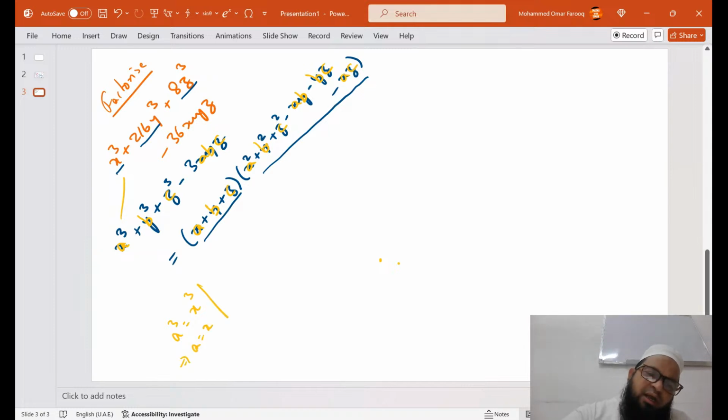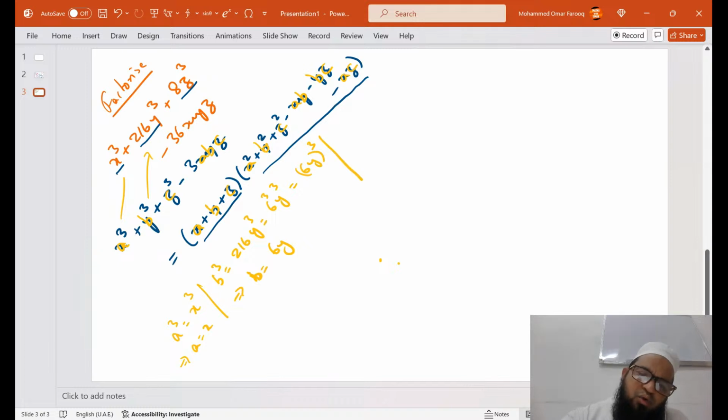So we got a. Now b cube is equal to 216 y cube. Can I write it as 6 cube y cube? So I can write it as (6y) whole cube. So that implies b is equal to 6y. And now c cube is equal to 8z cube. Can I write 8 as 2 cube into z cube? So that implies c is equal to 2z.